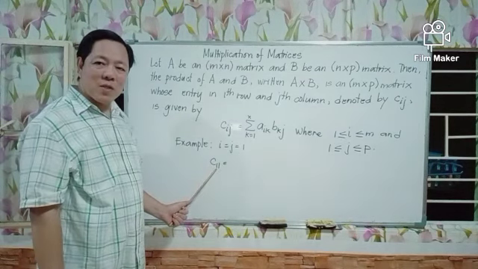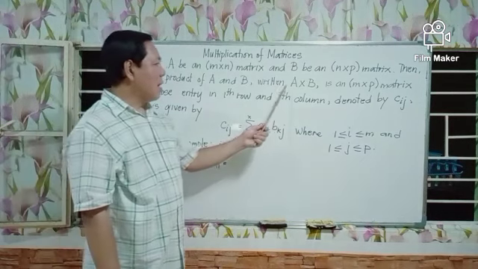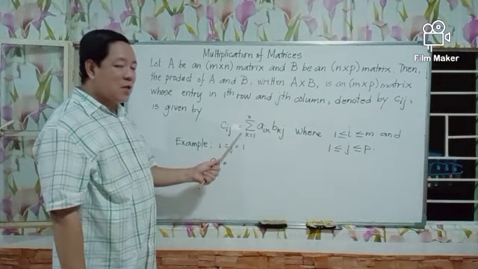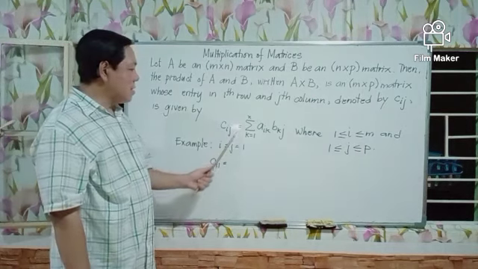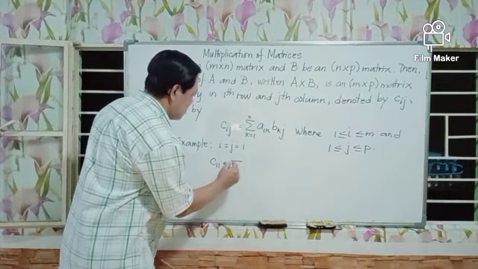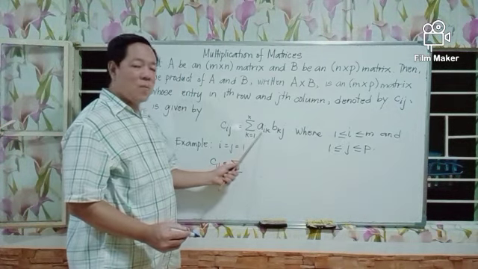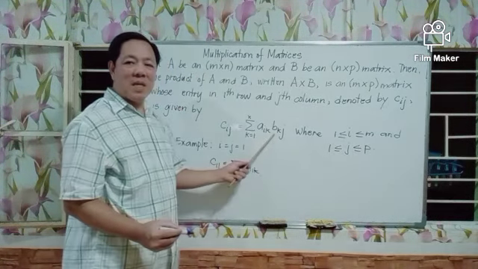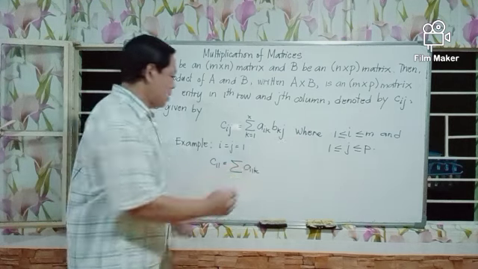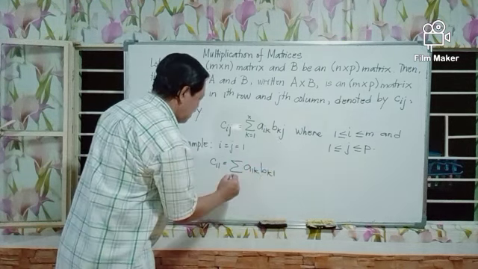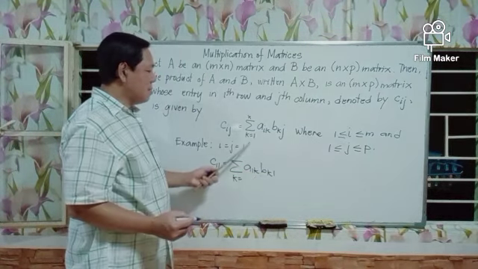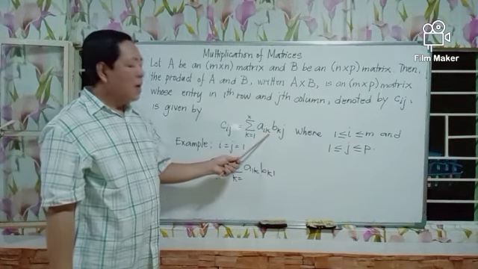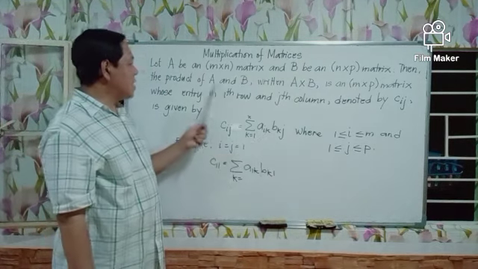If I and J are 1, then we get C sub 1,1. This is the entry in the first row and first column of the product A times B. And by definition, this C sub 1,1 entry is equal to the summation of A sub 1k, since I is 1, multiplied by B sub k1, because J is 1, where k is the column number of the entry A sub ik in the matrix A.